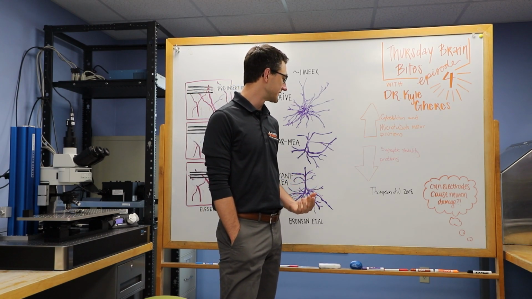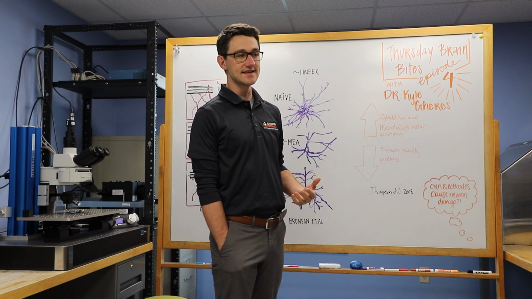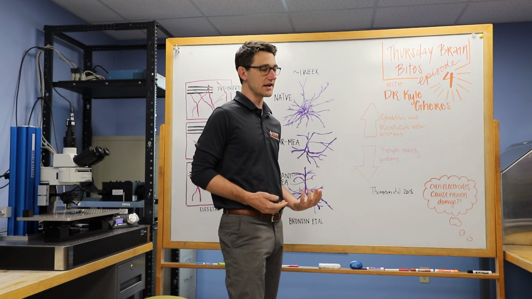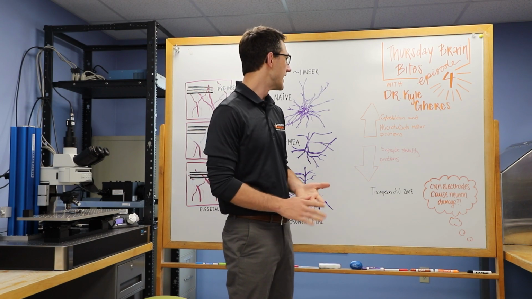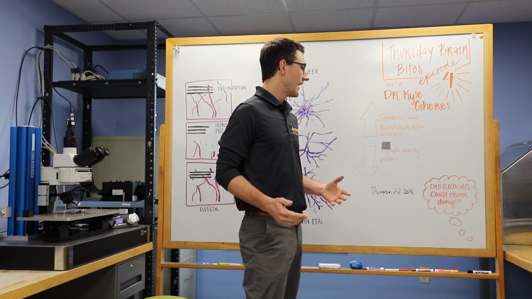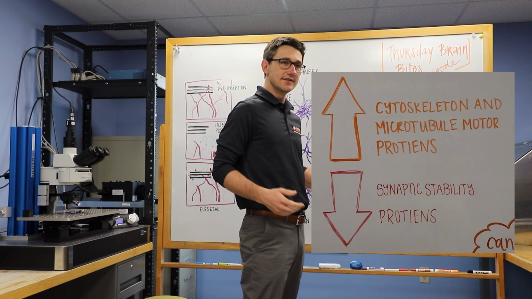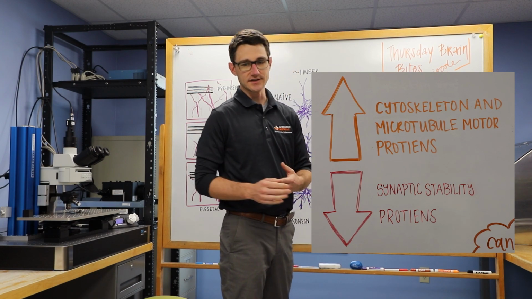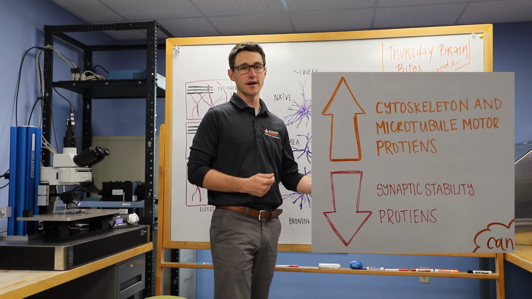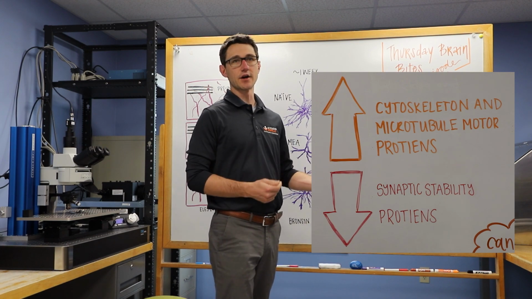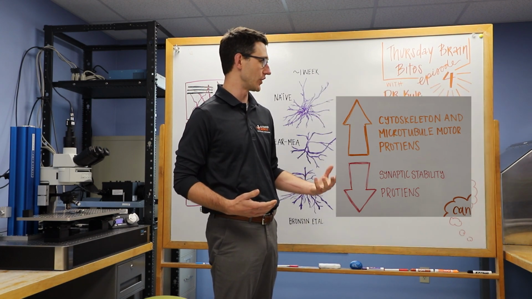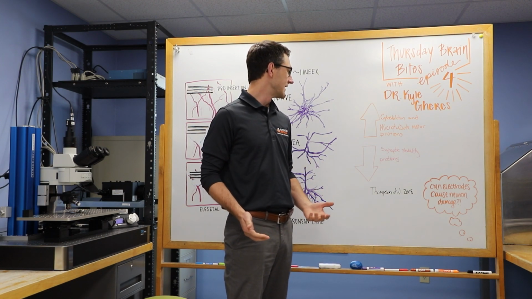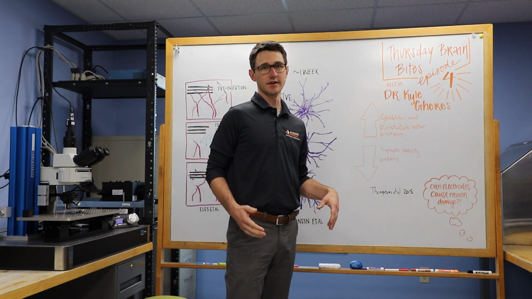Further work from the Purcell lab then did RNA-seq experiments to examine how changes in RNA expression correlated with these changes in neuron morphology. And what they were able to show is that following electrode insertion, there's destabilization of the cytoskeleton and an increase in microtubule motor proteins. So these are the proteins that are thought to be transporting proteins and mitochondria into the axons and dendrites of neurons. However, during this upregulation of cytoskeletal and microtubule proteins, there is a decrease in the overall synaptic stability proteins.